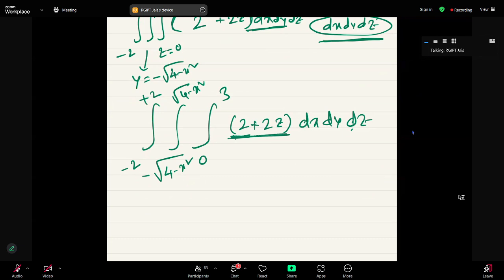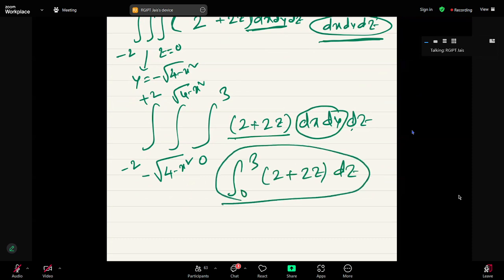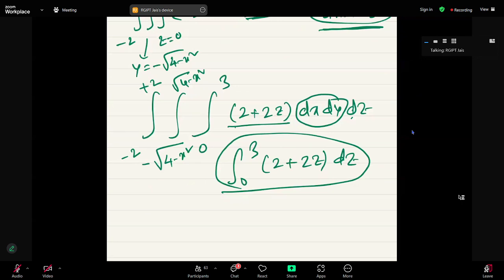What will be this integration? 2 plus 2z, let's say this is constant. Forget about this dx and dy. Simply consider the integral from 0 to 3 of 2 plus 2z dz. You can find out what is the value of this integration. It will be some constant, right? And that will come outside the integral.